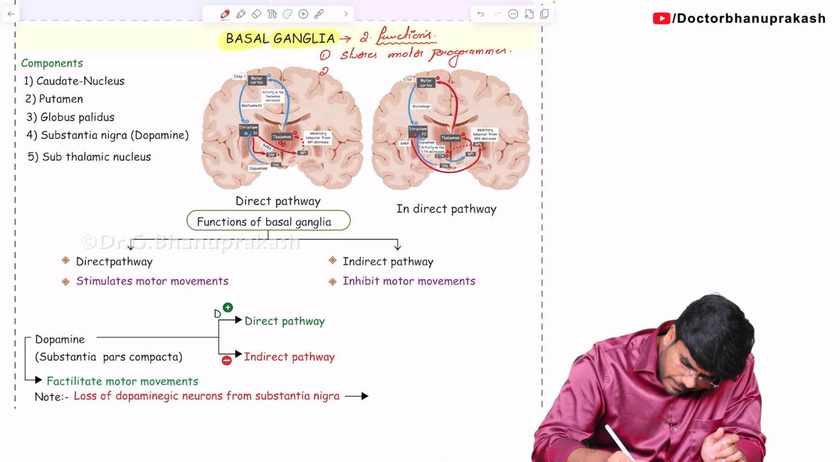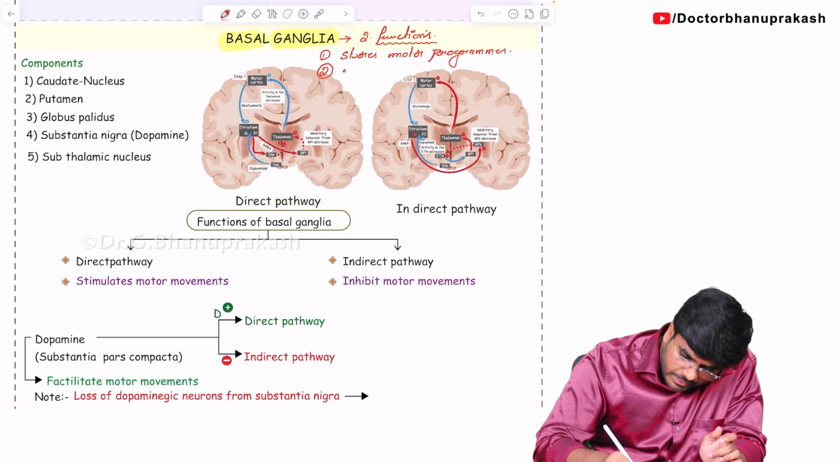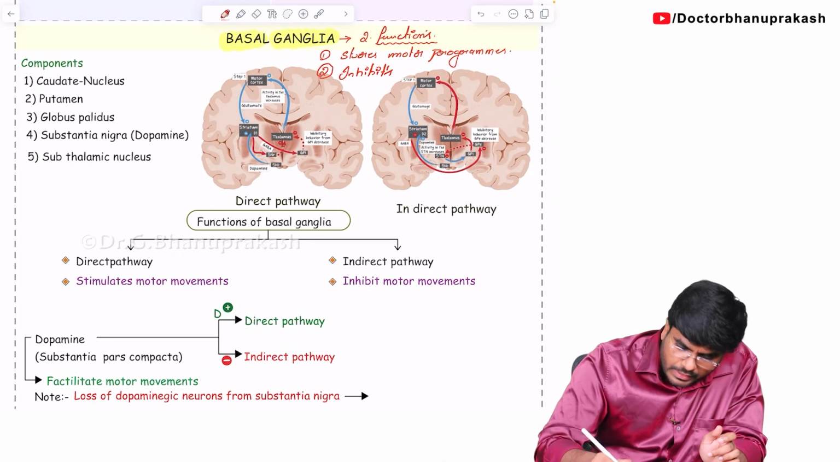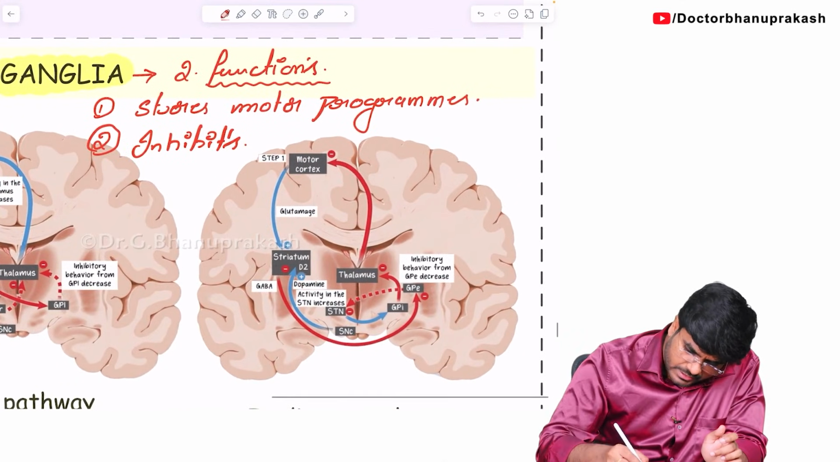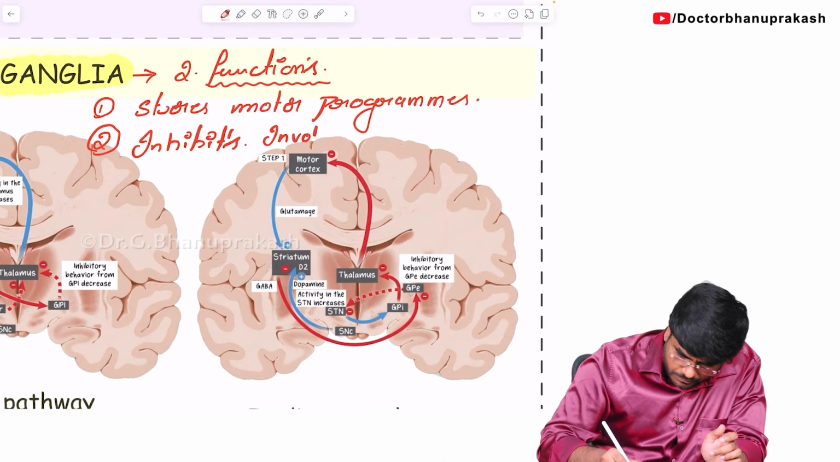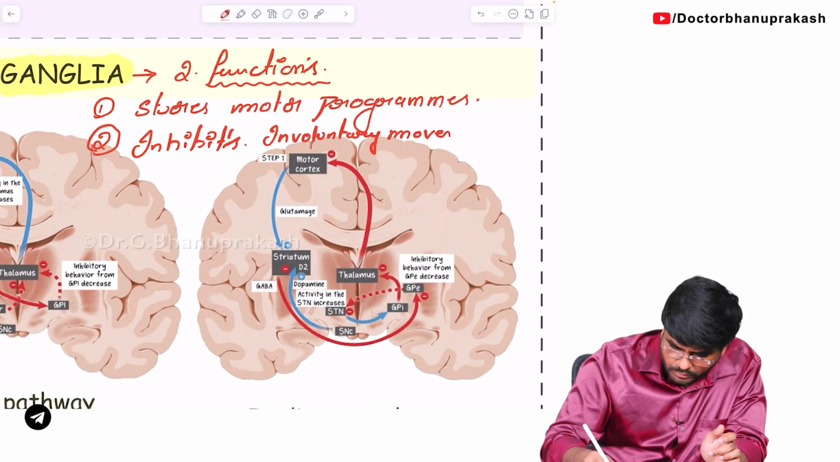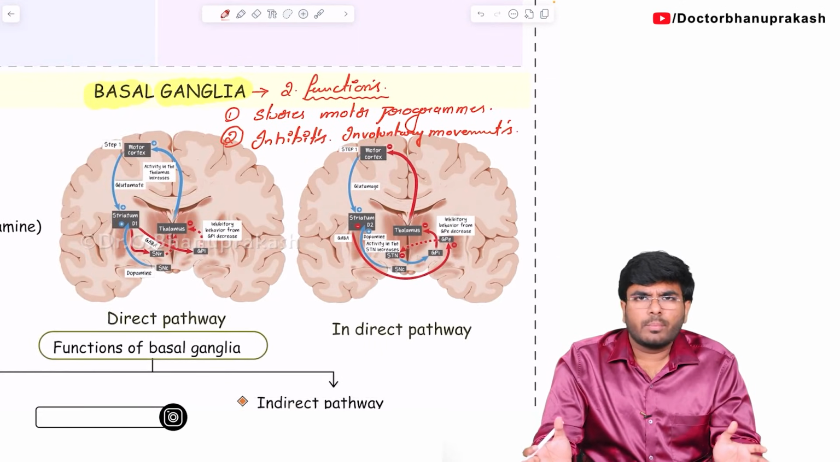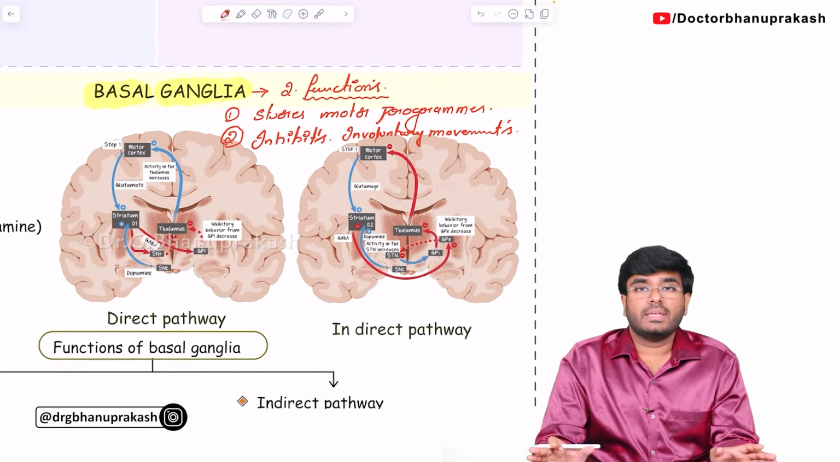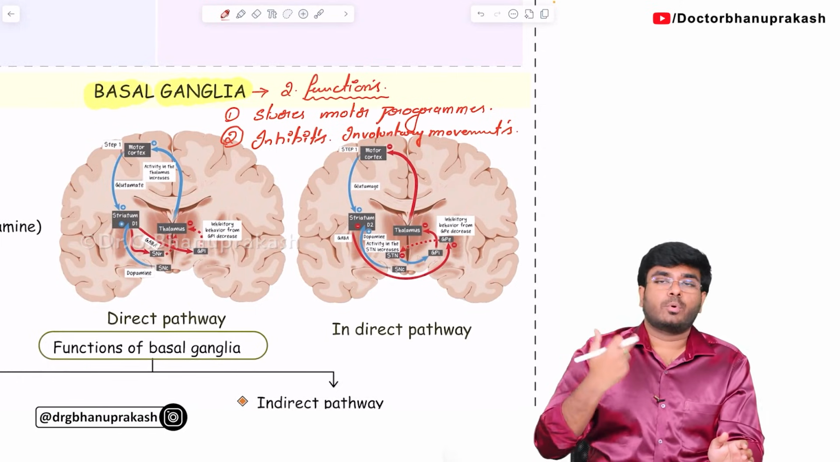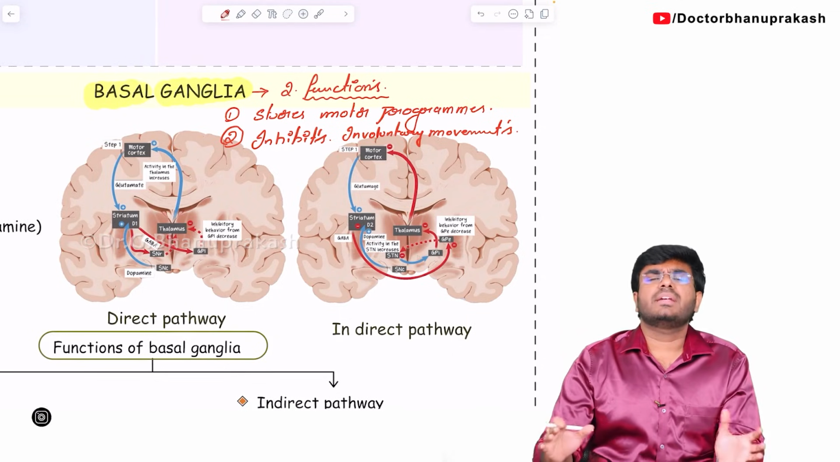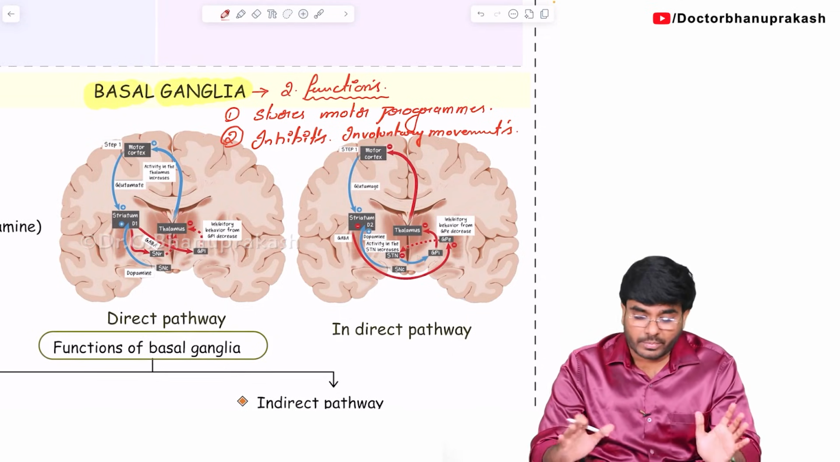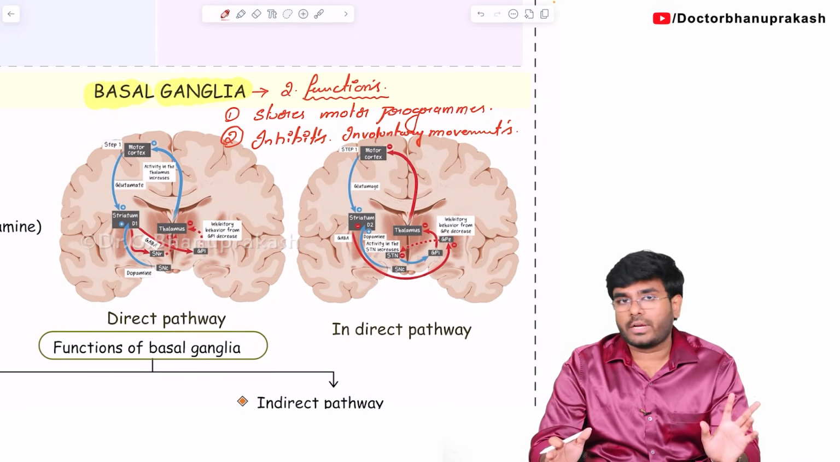Second function is that basal ganglia inhibits involuntary movements. We are not having any unnecessary involuntary movements; they are totally suppressed. Even though we have all the connections, upper motor neurons, lower motor neurons, the muscles, everything ready, unnecessarily we don't have any muscle contraction. So basal ganglia is going to inhibit unnecessary contractions in our body.